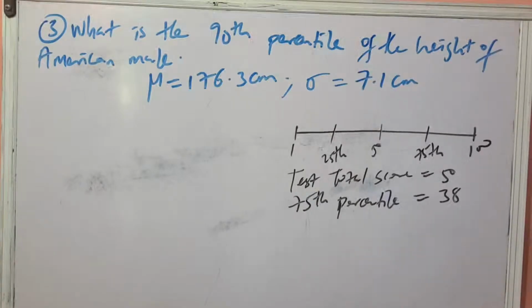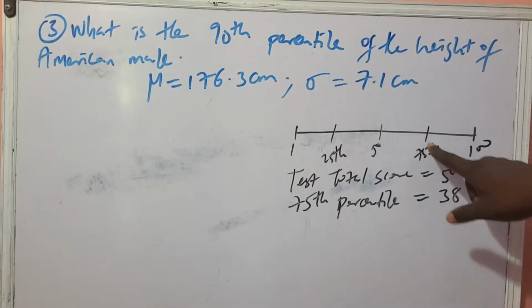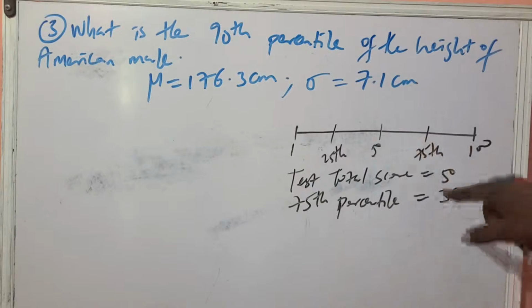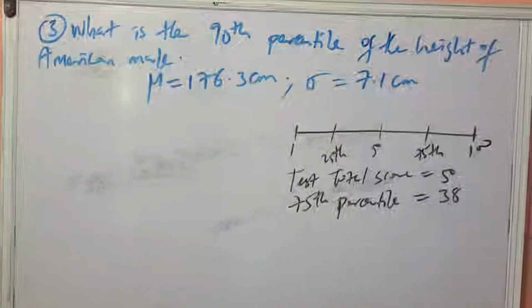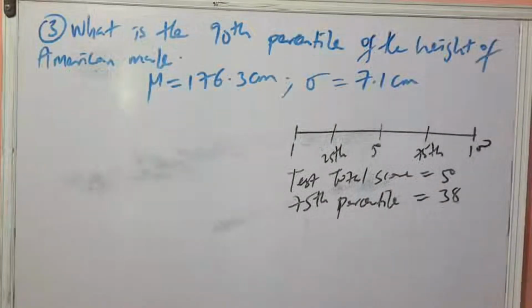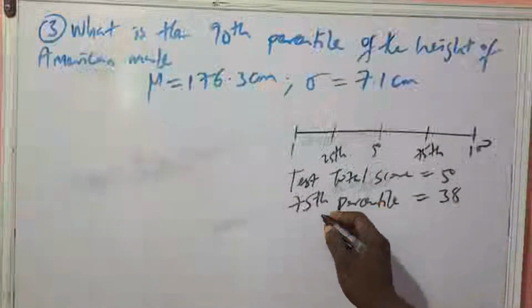It means that of all the people in the class, 75% of people had either as small as this score or smaller than this. Let me repeat that. So let's say you are 30 in the class, or you are 20 or 25, any number. Let's say there are 30 people, total number of students.